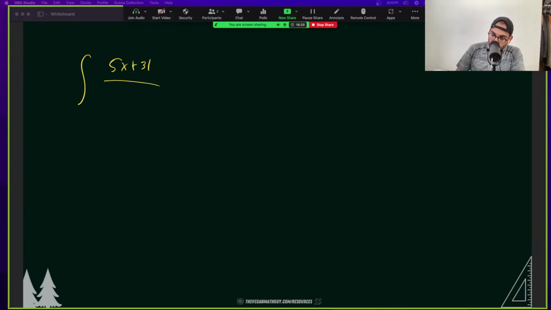I'm going to have the integral of 5x. This 5 looks like an s, so I'm just going to make sure that it looks a little better. Over 3x squared minus 4x plus 11. And then we have the dx.